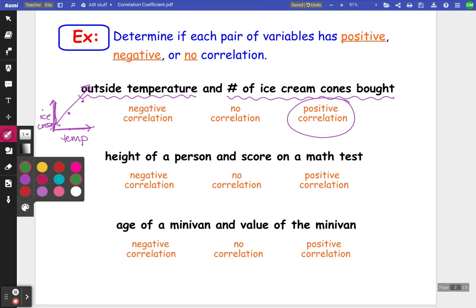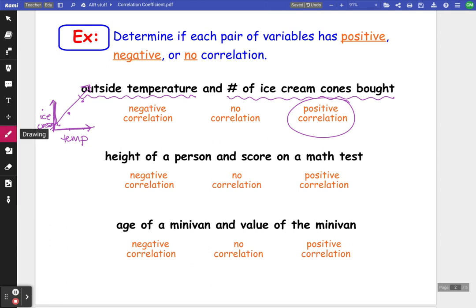The next one we're going to do is the height of a person and the score on their math test. So we want to know, is there a relationship between a person's height and the score they get on the math test? So if I think about it this way, here's my height and here's my score. So I want to know, does it matter as I get taller? Does that mean my score on my test is going up? Or does it even mean that the score on my test is going down?